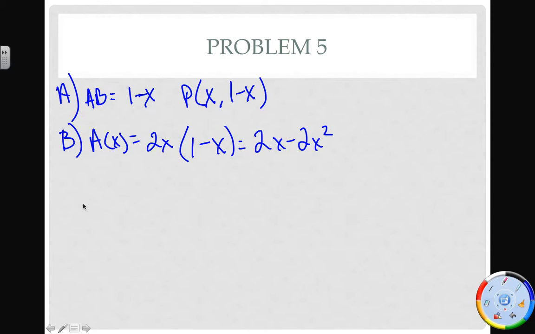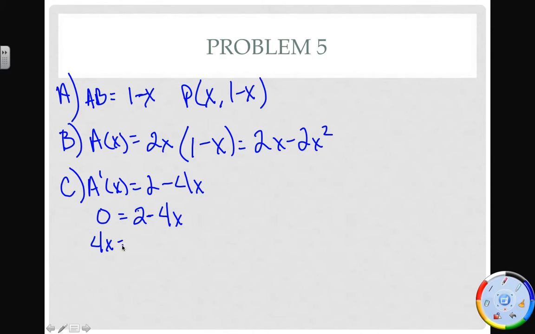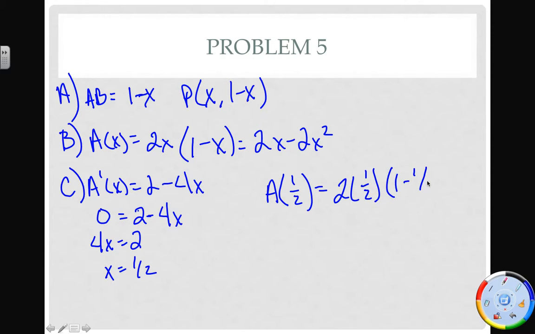And then what is the largest area? Okay, so largest area comes from derivatives. So a prime of x is 2 minus 4x. I want to know when that's 0. So 4x equals 2, x equals 1/2. So my area, I'm looking at the area of 1/2, and you'll notice here that there's really no endpoints because endpoints here create an area of 0 in both cases. So the endpoints are not necessary for us to test, even though you could test them just to make sure you understand that. And I'm going to get 2 times 1/2 times 1 minus 1/2, which is 1 times 1/2, and therefore my maximum area is 1/2.